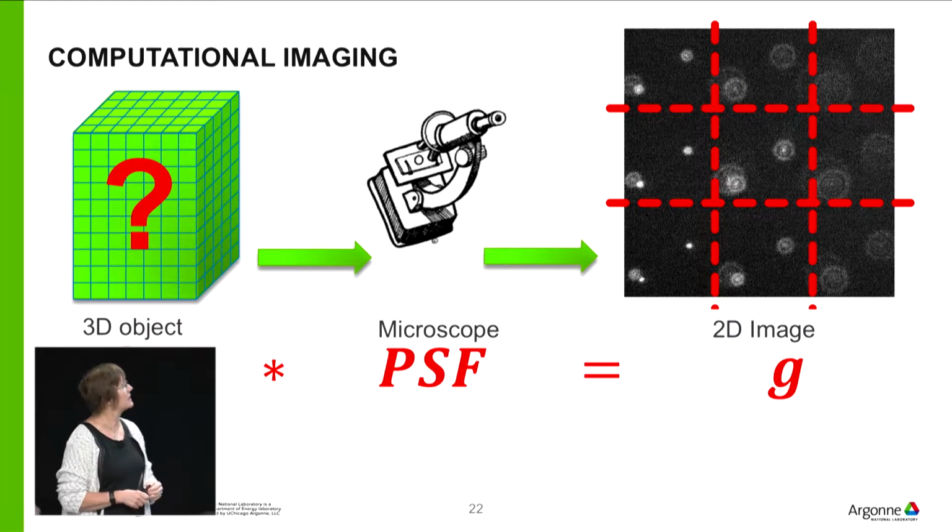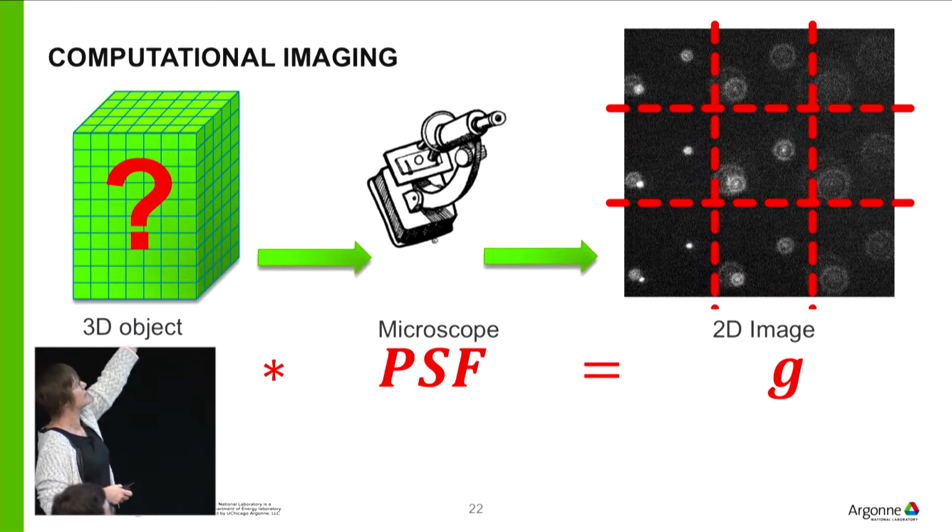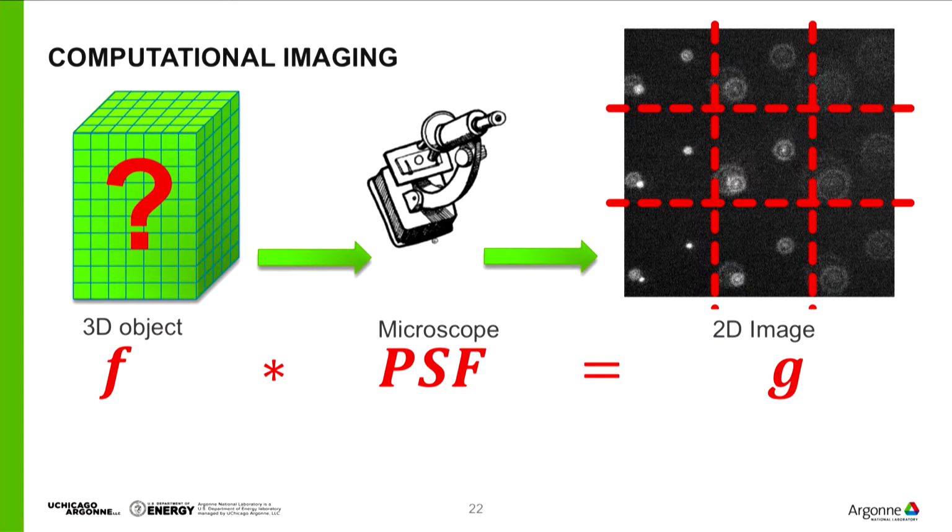So mathematically or computationally, we have this 3D object. We have this microscope model, and it produces a 2D image. So this is a classical ill-posed problem or inversion problem. We have the image. We know something about the microscope. We need to figure out what is F.